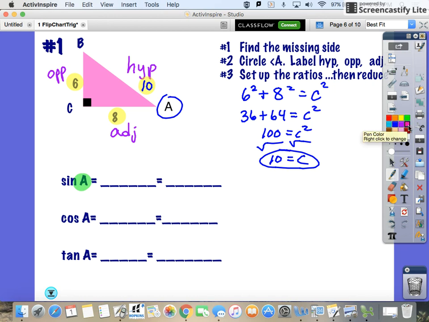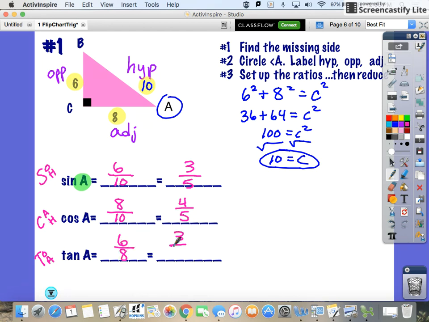Now we need to set up our ratios. So sine is soh. Our opposite side is 6 over the hypotenuse, 10. 6 over 10, which reduces to 3 over 5. Cosine is cah, adjacent over hypotenuse. Our adjacent side is 8 over the hypotenuse 10, which reduces to 4 over 5. And last is tangent, which is toa. Tangent is opposite, so 6, over adjacent, 8. 6 over 8, and that reduces to 3 over 4.